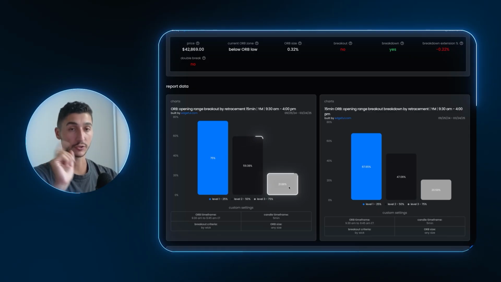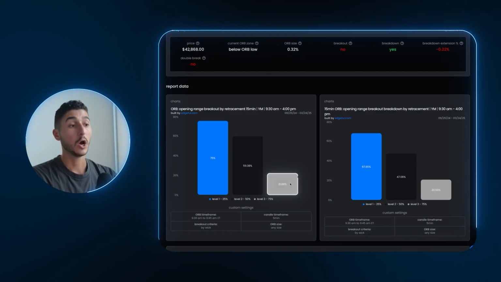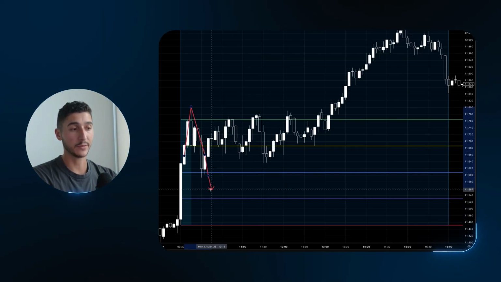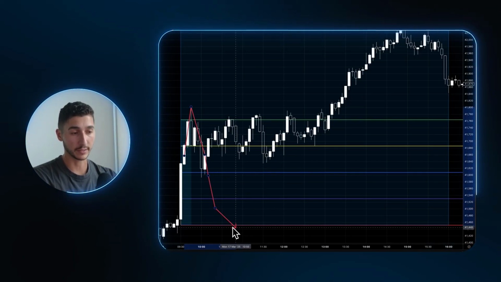Now this is where it gets interesting. Only 21% of the time on a single break day to the top side will price make it all the way down here and then not break this point.